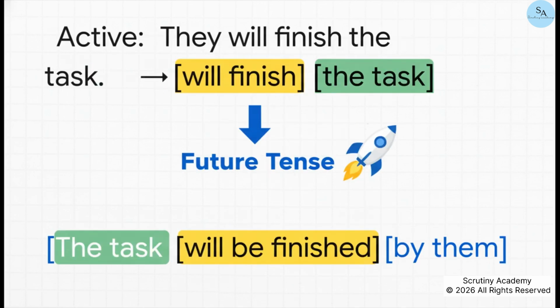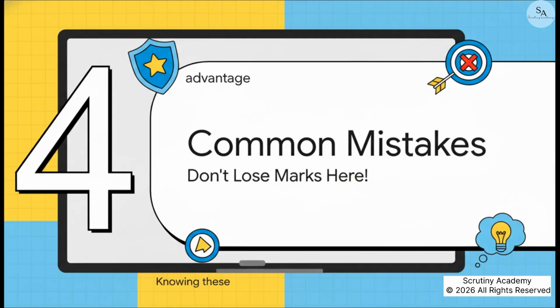And of course, future tense is just as simple. They will finish the task. Object is the task, so that comes first. Since it's future, our be verb becomes will be. The final sentence: The task will be finished by them. See, the system works every single time, no matter the tense. You're doing amazing. Now, to make sure you lock in those full marks, let's quickly talk about a few simple mistakes that students often make. If you can just avoid these little traps, you're going to be way ahead of the curve.